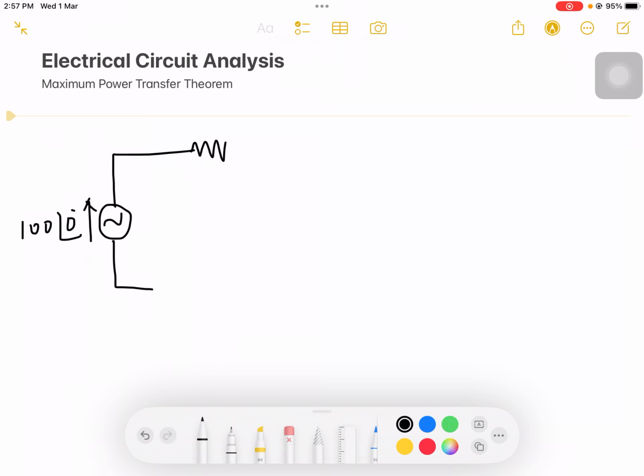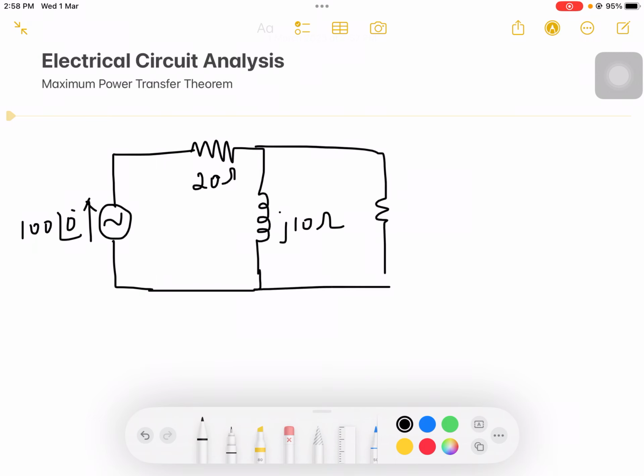So with the resistance in series and in parallel with the reactance, that is J10 ohms, this is 20 ohms, which is once again parallel to the resistance RL. So this is the circuit given, where I need to find the value of RL. This is the question given for this problem. Let us see how to solve this.